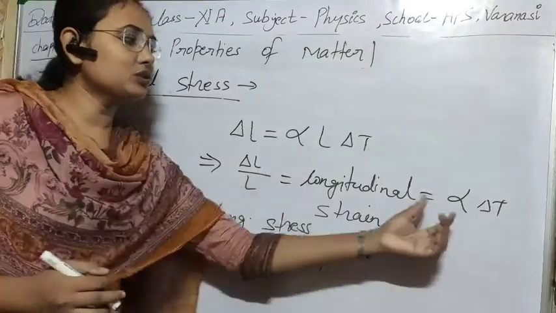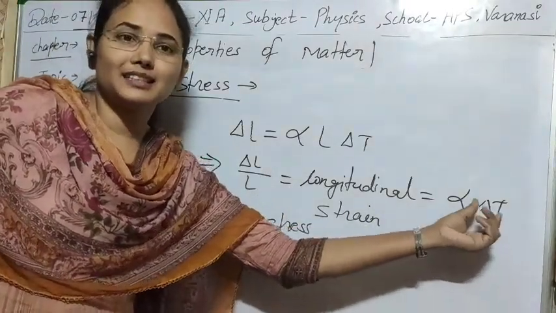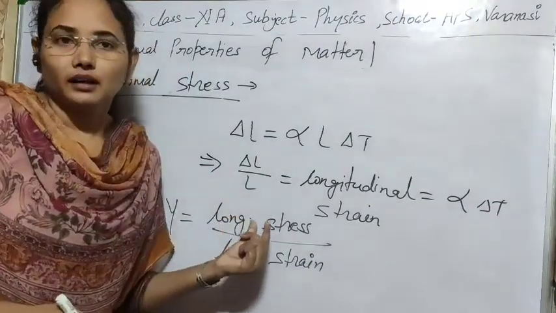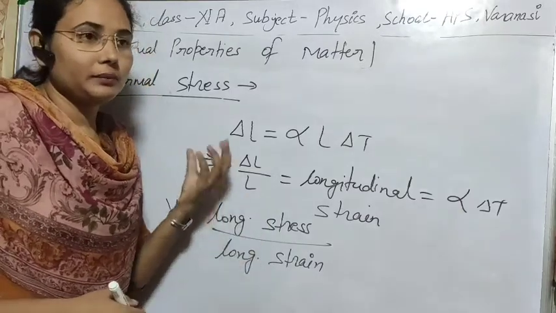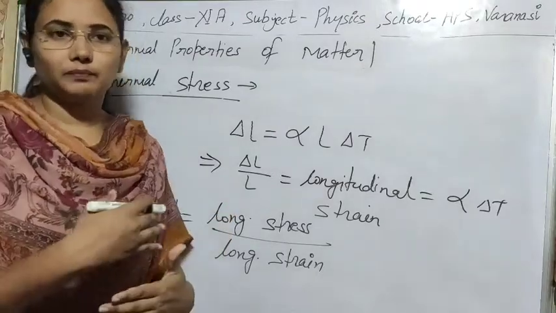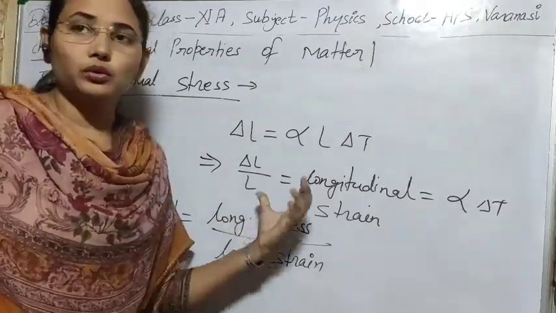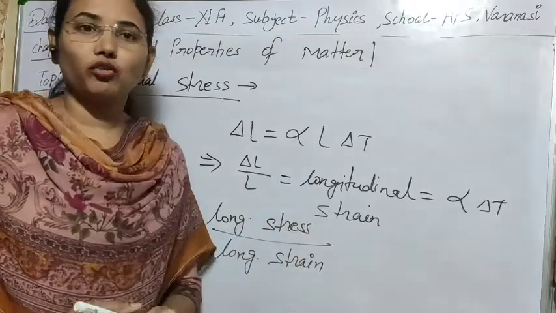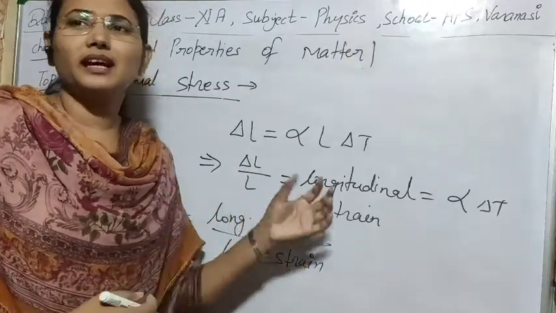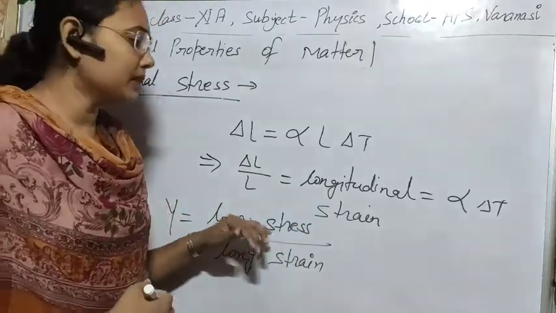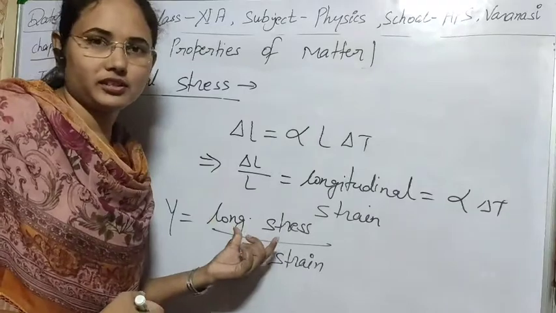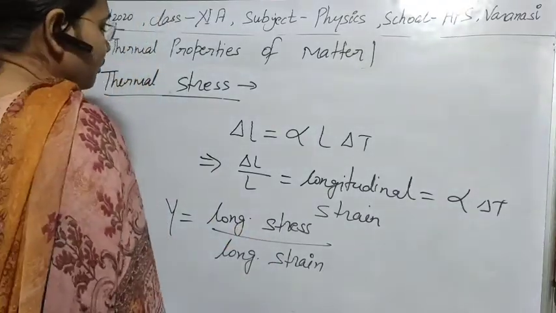Since here we are using heat energy and changing temperature, in place of longitudinal stress we can write thermal stress, because we are providing thermal energy to the system. We can provide many kinds of energy to solids to change their configuration, like mechanical energy, electrical energy, or any other energy, but here as we are using thermal energy, that's why we write it as thermal stress. So we can easily calculate the value of thermal stress from here.